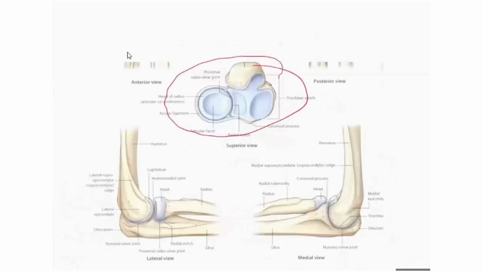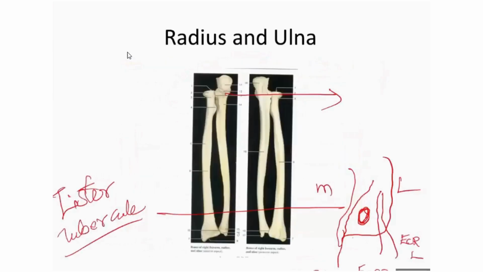Now you concentrate on the inferior surface. The radius should articulate with carpal bones, am I right? Two carpal bones form the wrist joint. The ulna will not take part in the wrist joint. But the radius and ulna are articulating, am I right? This is called the superior radioulnar joint. This is called the inferior radioulnar joint.